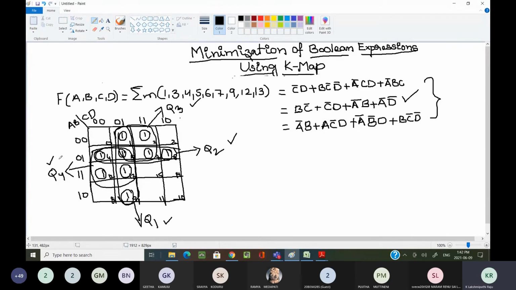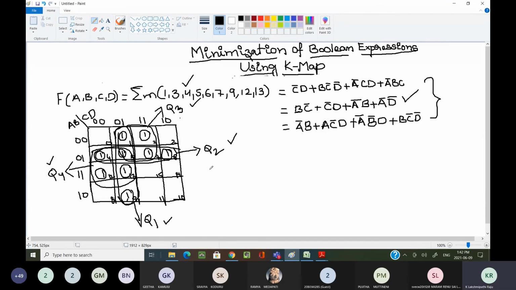There is no pair, because all the min terms are covered. Whatever min terms are there in the given expression, all of them are covered in the 4 quads. I hope you are understanding what we are doing.